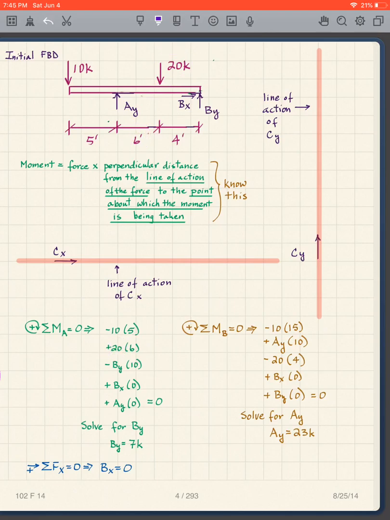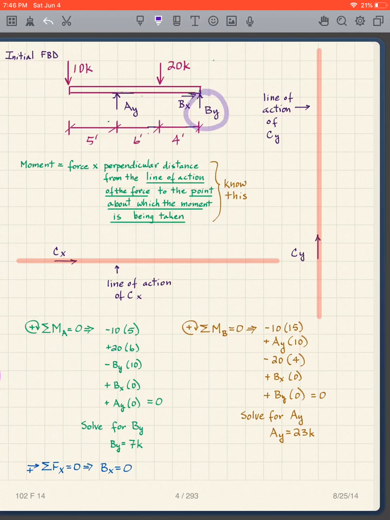So force times distance, very easy. What people miss is the signs. So you have to pay attention. You have to know that I'm taking moments about A. This is very important. You cannot forget in doing this step what point you're taking your moments about. You have to focus on that so that you get these signs right. Like I say, the force times distance is easy: 10 times 5, 20 times 6. Everybody gets that. What they miss is the sign. So this is a negative sign because it's counterclockwise. It's a positive sign because it's clockwise.